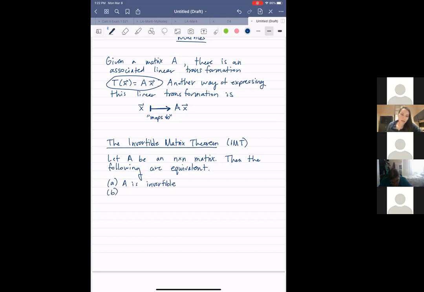The second, which we just proved was equivalent to the first, is that A row reduces to the identity, right? We just talked about that. Next, A has n pivot positions. Then, Ax equals 0 has only the trivial solution.